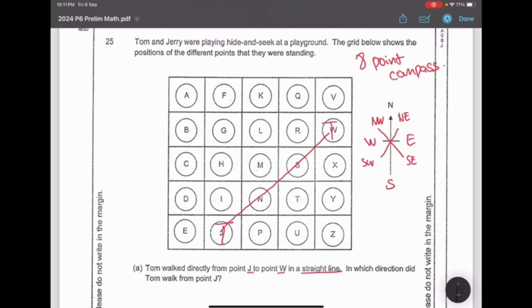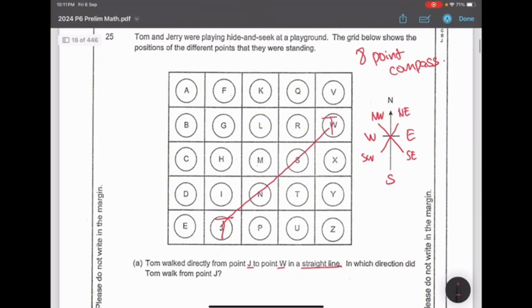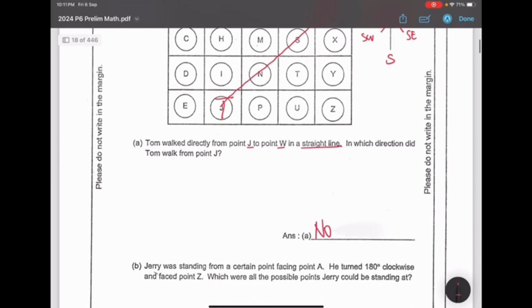So if Tom headed from J all the way to W, he is heading in the northeast direction, and therefore your answer for this is northeast.